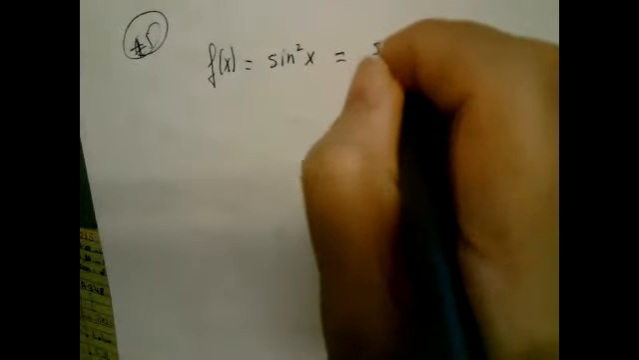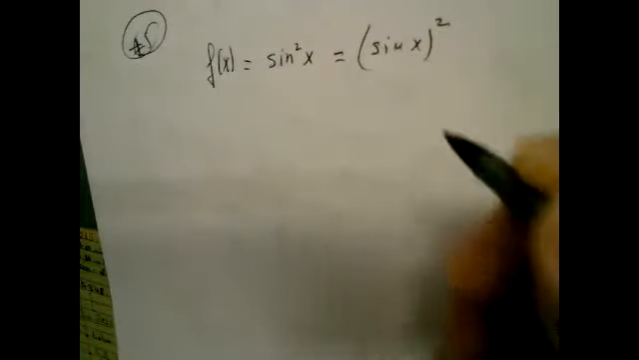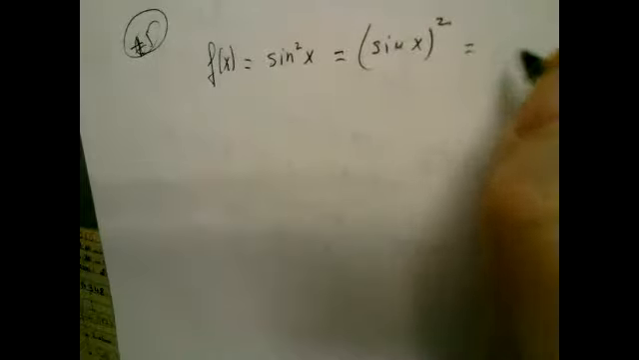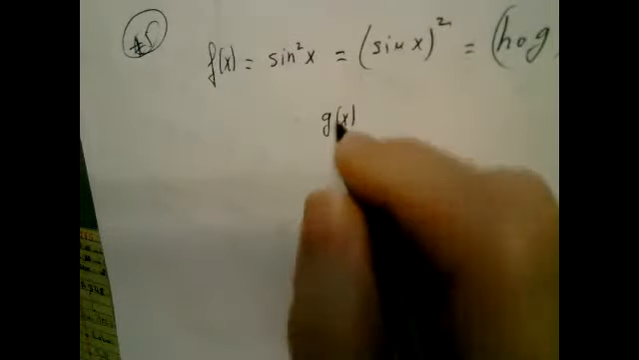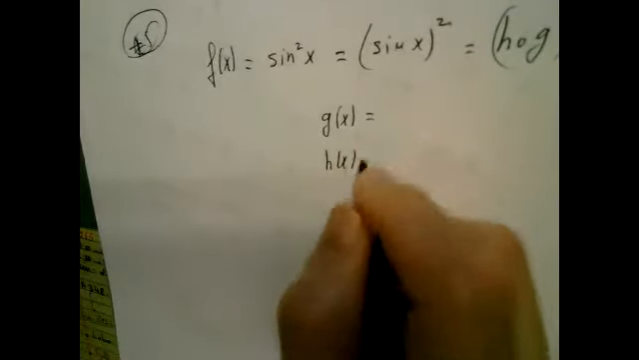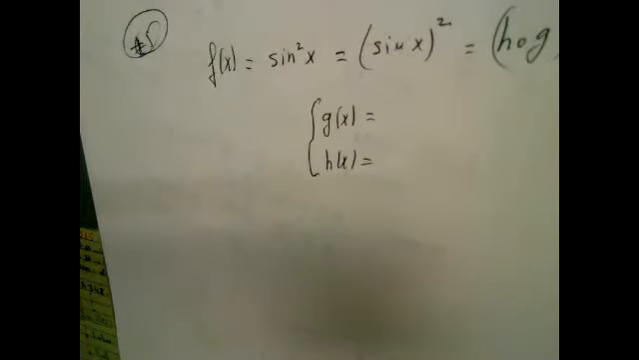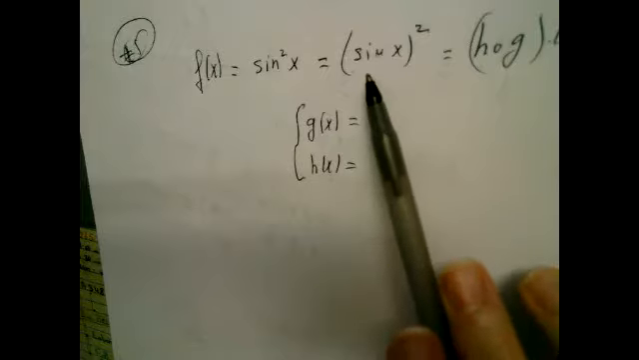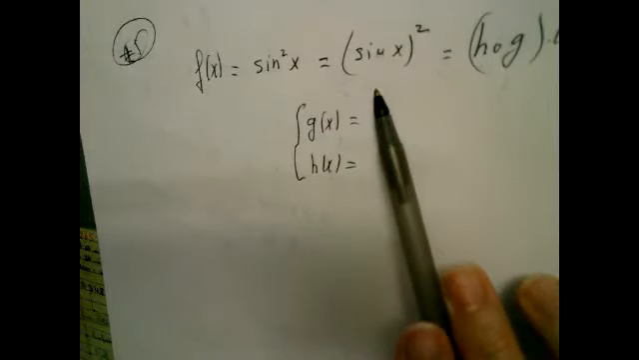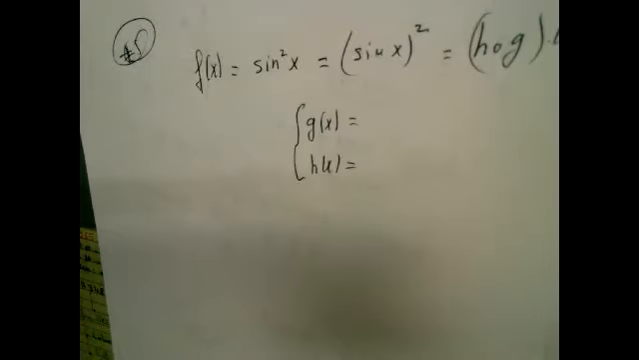First, let us remember what sine squared is. Sine squared is sine x to the power 2. I want you to write it as the composition of two functions, h and g. So I want you to find the inner function, g, and the outer function, h, so that when you compose them, you get sine x to the power 2. So what do you think is the inner? If you want to compute this expression, what would you do first? What would you do second? So what's going to be the inner function?